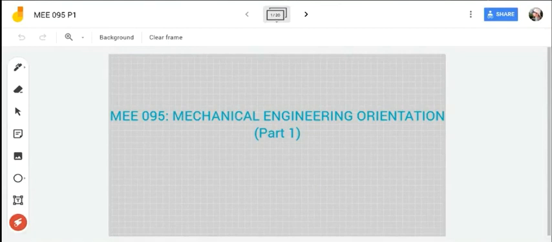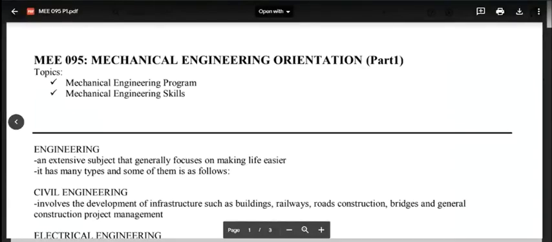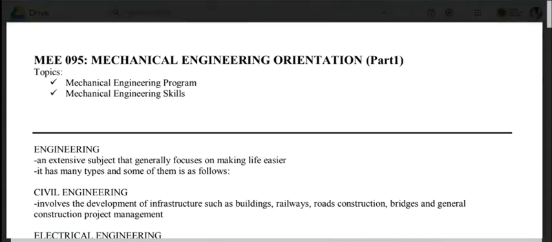Hello guys, so this is the part 1 of our review for the subject Mechanical Engineering Orientation. But before we start, let's see kung ano ba yung mga topic na i-discuss natin for this review. So for the first topic, we have here the Mechanical Engineering Program. For the second topic, we'll be discussing about the mechanical engineering skills.